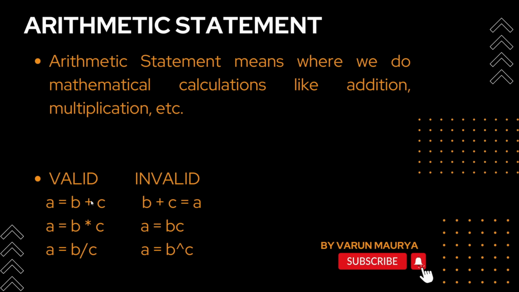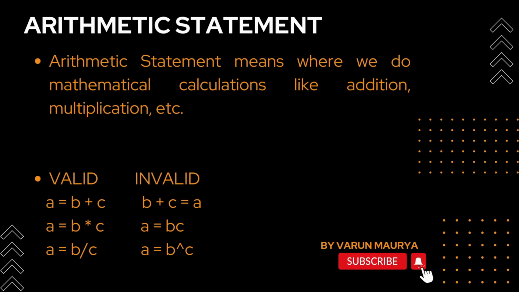This is because, as I already told you earlier, in arithmetic statements we always write our operations on the right hand side like this, and the value after the operator will be stored in the variable on the left hand side like here. But on the right side we have just the opposite. After that we have a equals b multiply c, and on the right side a equals b c. In C language we can't write like in mathematics, where we directly write bc to mean multiplication. In C language, if we write this, it is considered a string.